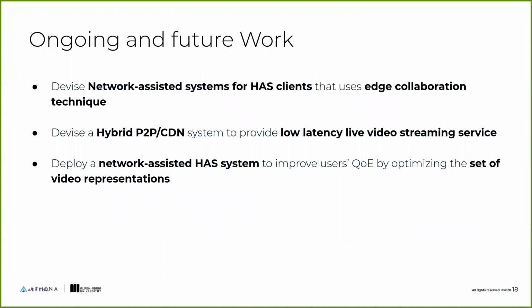For the ongoing and future work, we devise a network-assisted system for HAS clients that uses edge collaboration techniques, and devise a hybrid peer-to-peer CDN system to provide low latency live video streaming. Also, we deploy a network-assisted HAS system for having an optimized bitrate ladder.